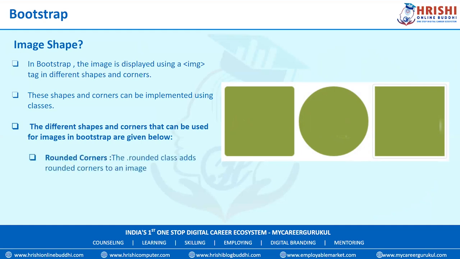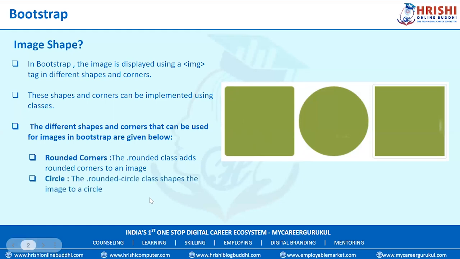First is rounded corners. The .rounded class adds rounded corners to the image. Means, for example, if this is an image, it will add rounded corners to all the sides, right, top, bottom, and left side. To that image, it will add a rounded corner.